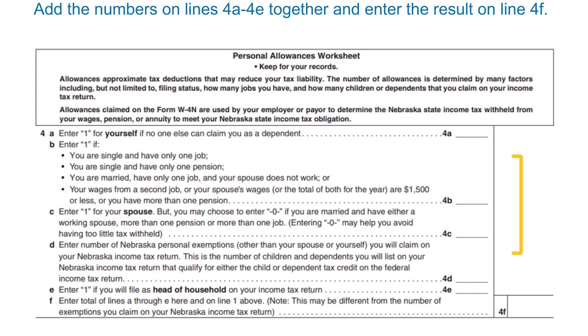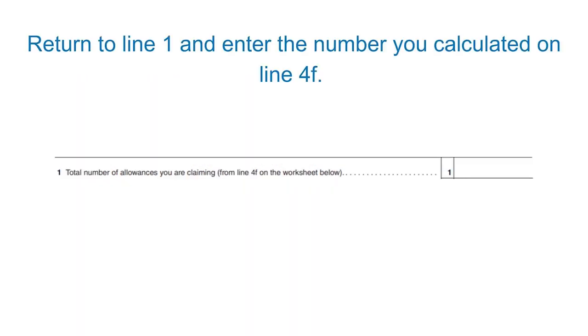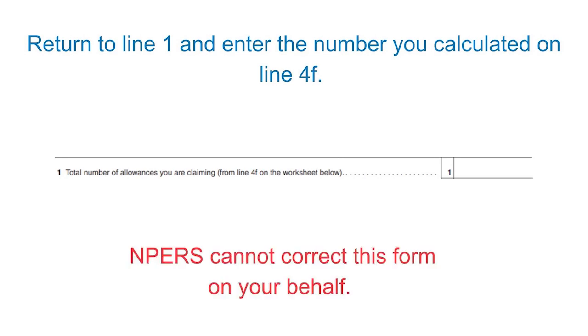Once you have completed lines 4A through 4E, add the numbers on those lines together and enter the result on line 4F. This will be the total number of allowances you are claiming on line 1 of this form. Note that this number may be different from the number of exemptions you claim on your Nebraska income tax return. Return to line 1 and enter the number you calculated on line 4F. Ensure the number you entered on line 1 is correct. NPERS cannot correct this form on your behalf.